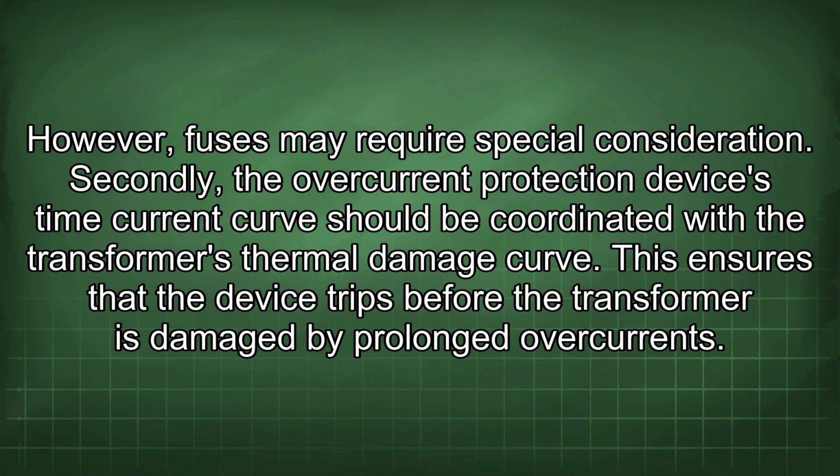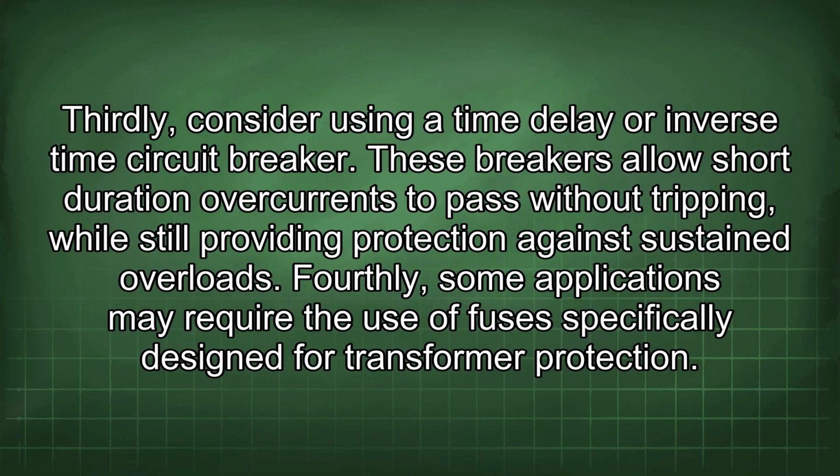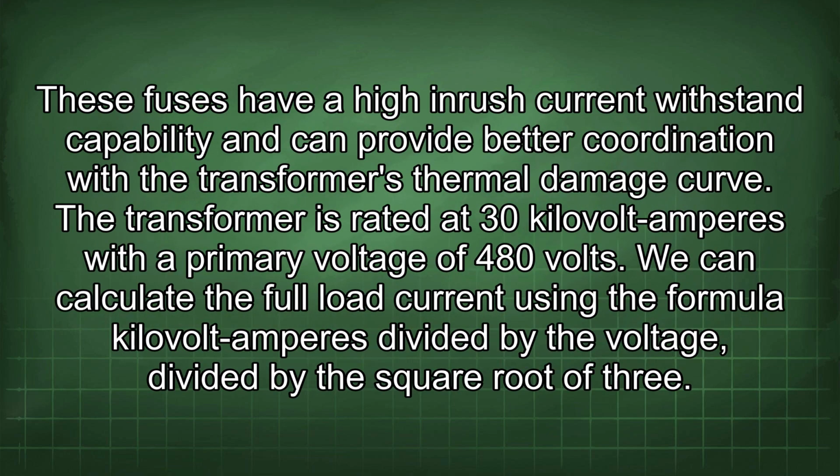Secondly, the overcurrent protection device's time current curve should be coordinated with the transformer's thermal damage curve. This ensures that the device trips before the transformer is damaged by prolonged overcurrent. Thirdly, consider using a time delay or inverse time circuit breaker. These breakers allow short-duration overcurrents to pass without tripping, while still providing protection against sustained overloads. Fourthly, some applications may require the use of fuses specifically designed for transformer protection. These fuses have a high inrush current withstand capability and can provide better coordination with the transformer's thermal damage curve.